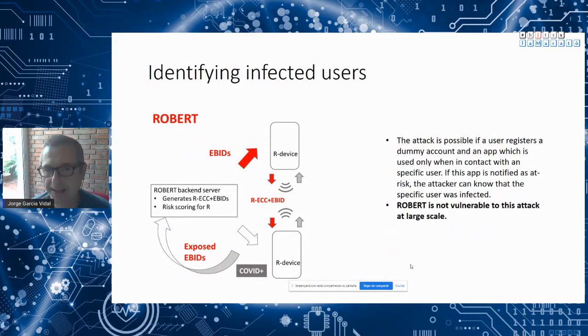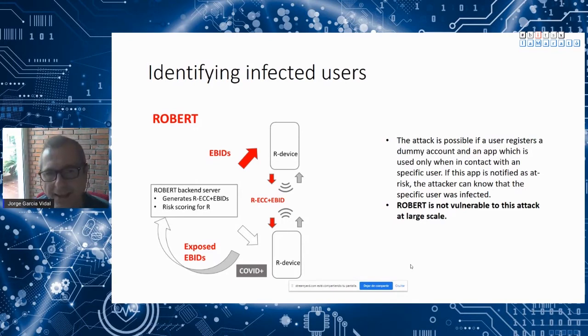A third privacy attack is the possibility of re-identifying infected users. This is almost possible in any application, but only at a very small scale, okay? Because if I have an application that I use when I'm in contact with a single person, and then I switch off the application, and the application notifies me of a risk, I know that the risk was produced by this single person. But this obviously is an attack which is not scalable at all.